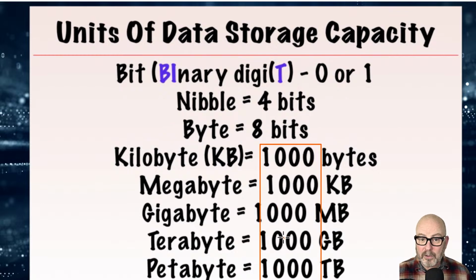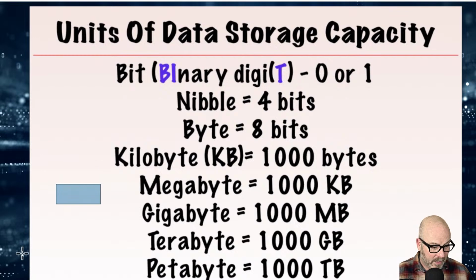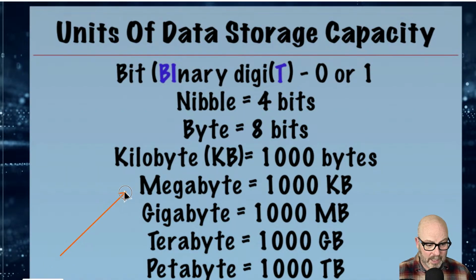As long as you know which order they're in, and most of you do: kilobyte. A megabyte's 1,000 times bigger, a gigabyte's 1,000 times bigger than a megabyte, a terabyte's 1,000 times bigger, and so on. So each of these is 1,000 times bigger than the one that came before it, okay? 1,000 times bigger, 1,000 times bigger, 1,000 times bigger.